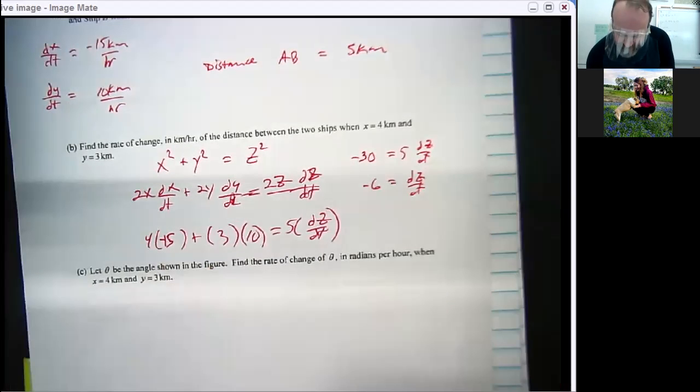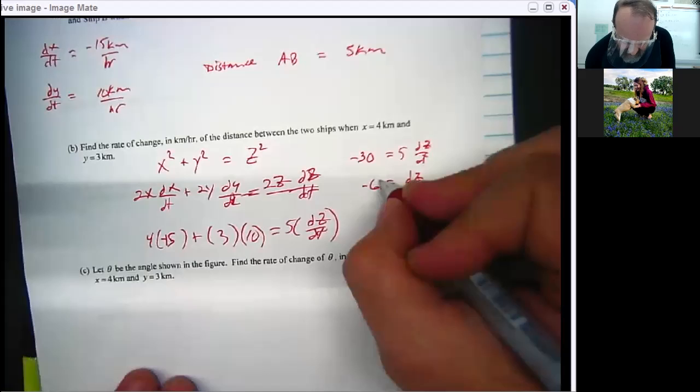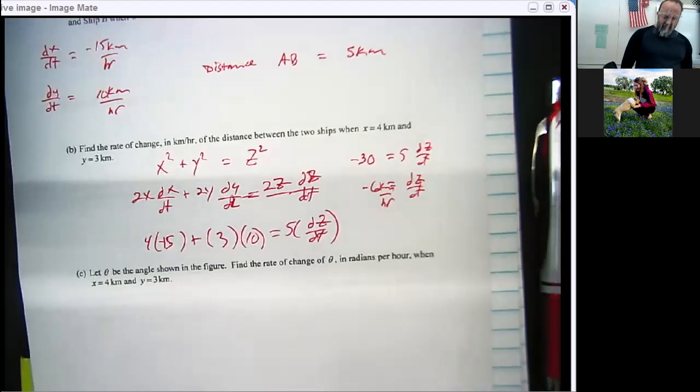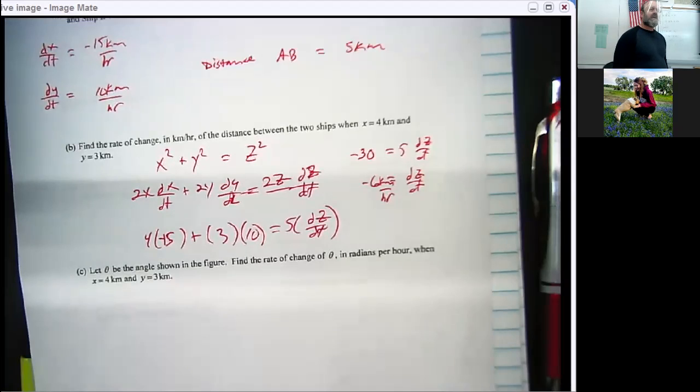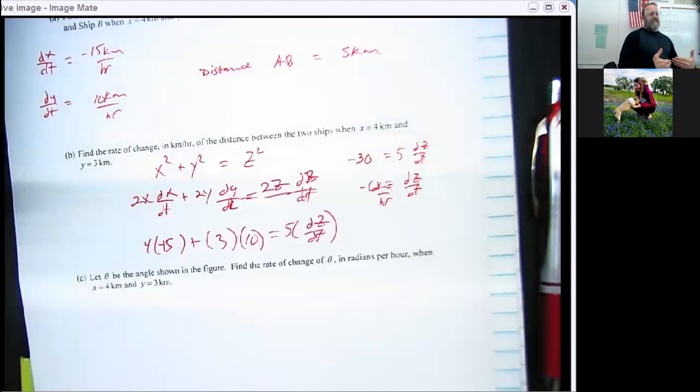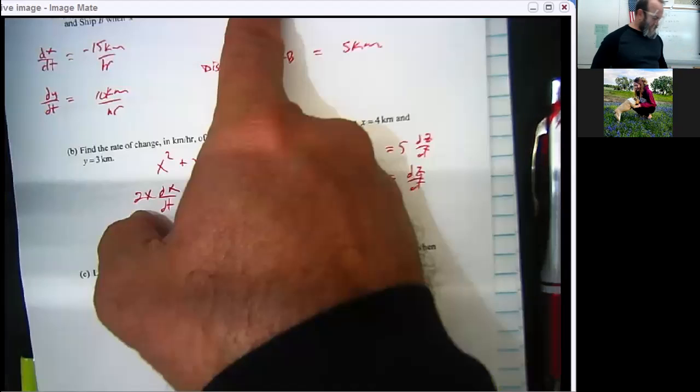Negative 6 what? That's weird. What does that mean then? Interpret that. The distance between them is changing at negative 6 kilometers an hour. They're getting closer together, but this guy's going further away. But this guy's coming in a little bit quicker, so it's actually shrinking the distance between them. They're getting a little bit closer, even though this one's going the wrong direction.